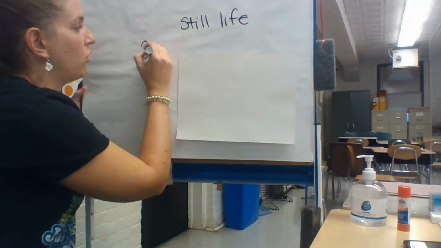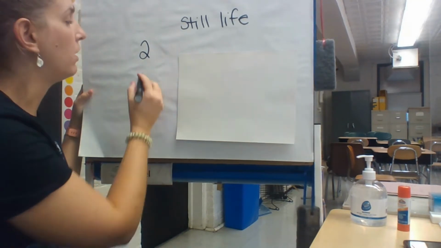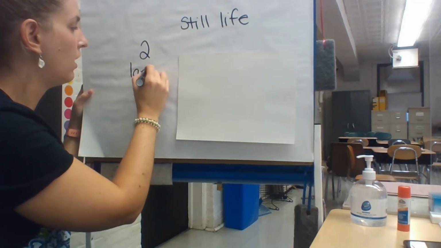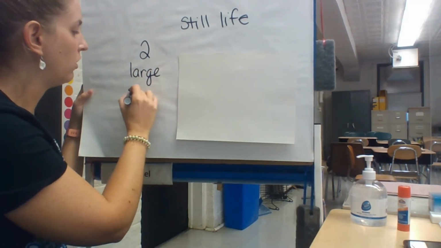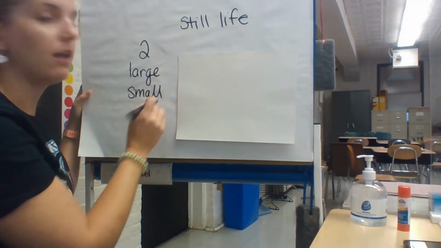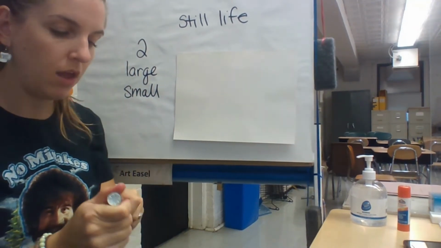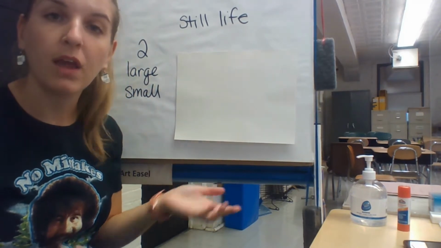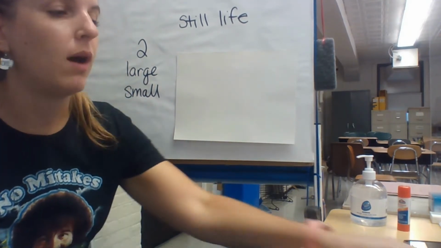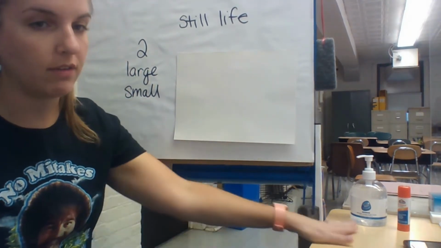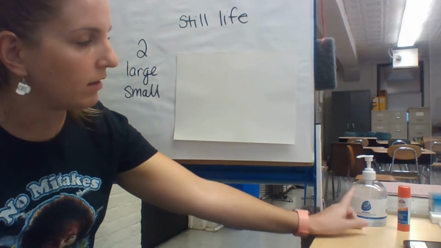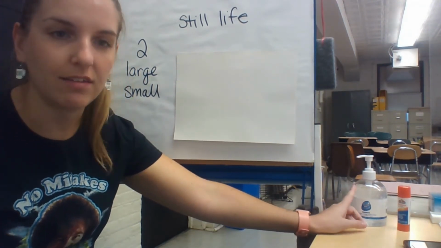Now for this still life, I want you to choose two objects. I want you to choose one that is large and one that is small. So since I'm here in the art room, I decided to choose two objects. My large object, you can see them right over here, is my container of hand sanitizer.